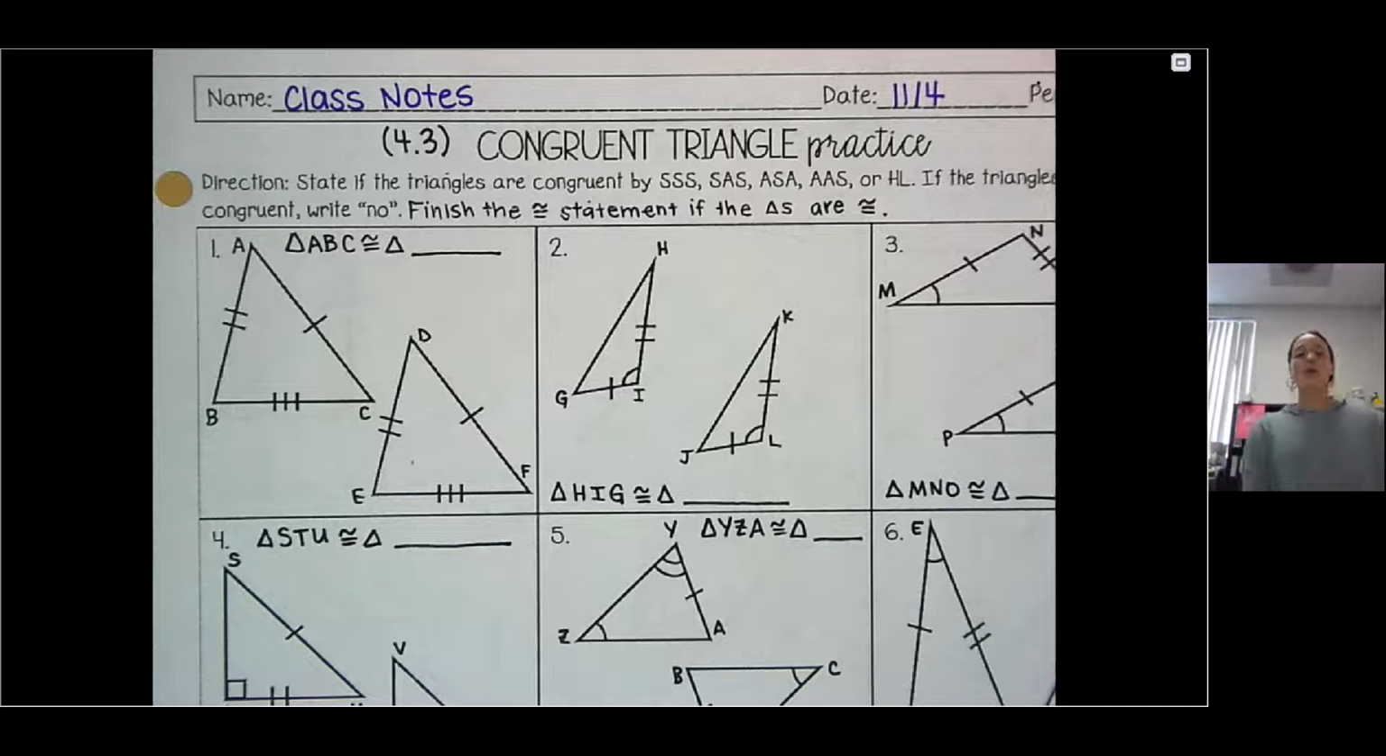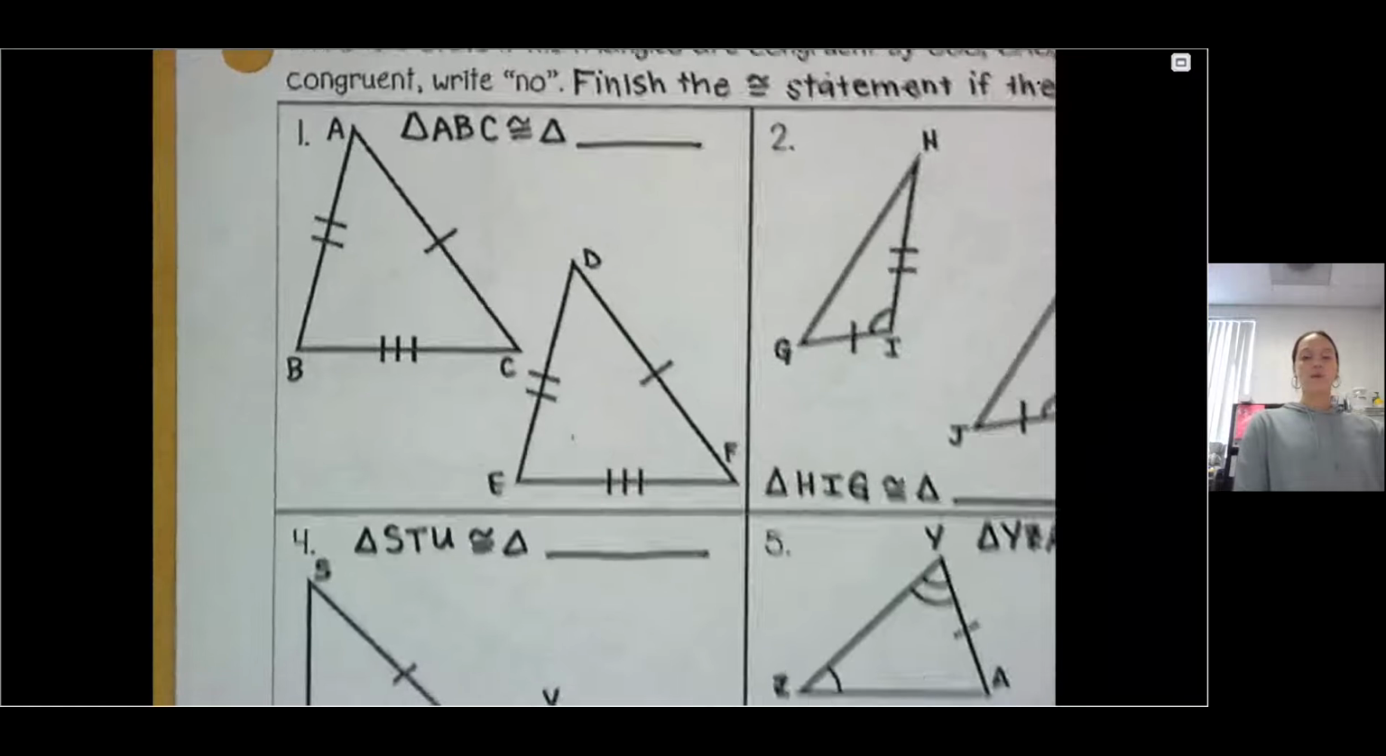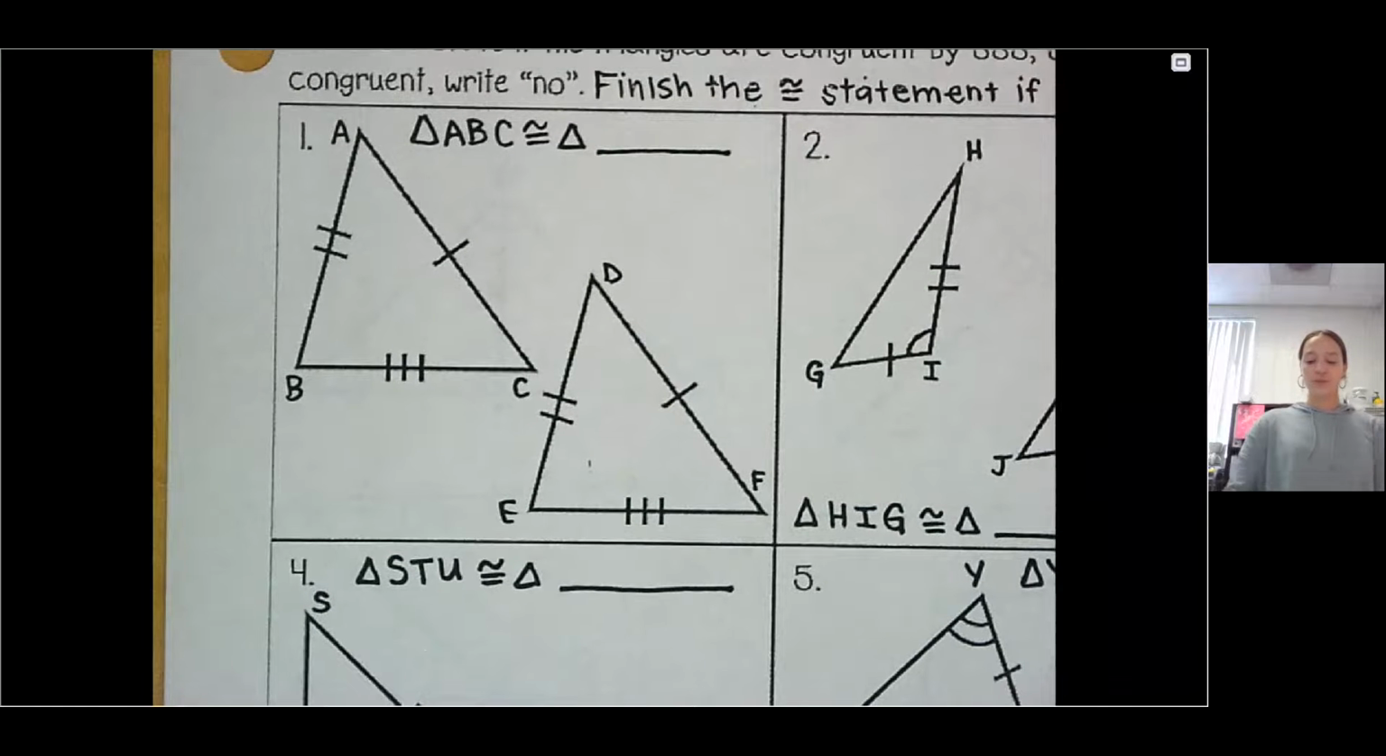All right, so I'll walk you through one or two on the front, and then I'll give you some time to get going on your own. So let's take a look at number one. This one should be pretty easy, hopefully. If you take a look at number one, who can raise their hand and tell me one piece of information that's given to you in this picture that shows pieces are congruent? What two pieces do you see in this picture that are congruent?